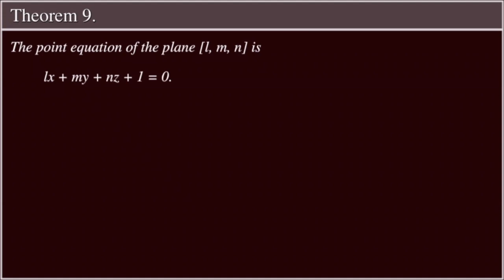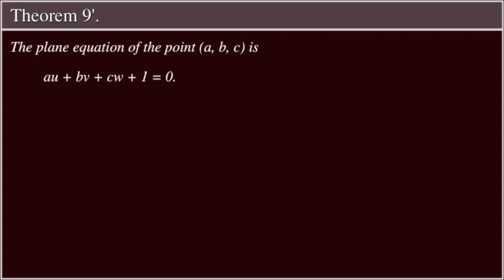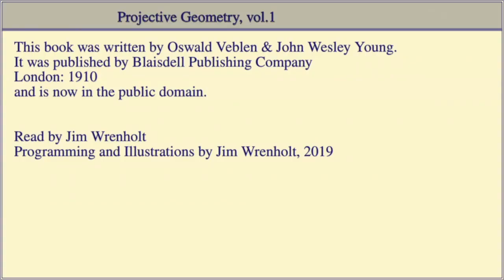Theorem 9. The point equation of the plane LMN is Lx plus My plus Nz plus 1 is equal to 0. Theorem 9'. The plane equation of the point ABC is AU plus BV plus CW plus 1 is equal to 0.